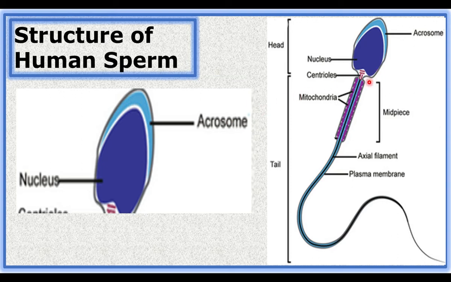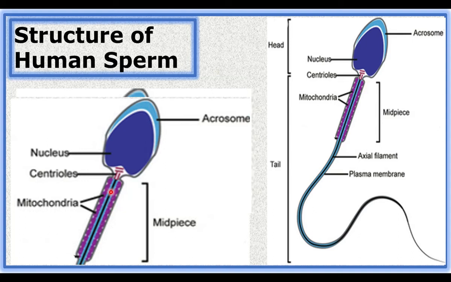Head is followed by a short neck. The neck has centrioles. There are two centrioles. These centrioles give rise to the axial filament. Axial filament forms the central axis of the tail. Tail is the third part of the human sperm. The tail provides movement. Movement of the sperm is very important for fertilization.